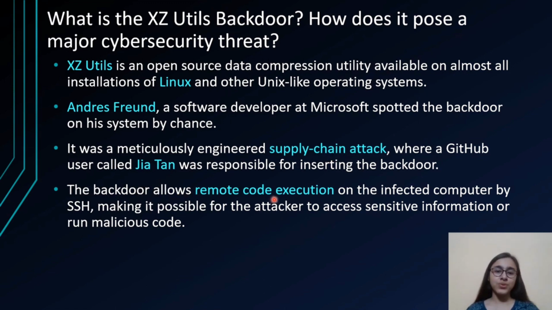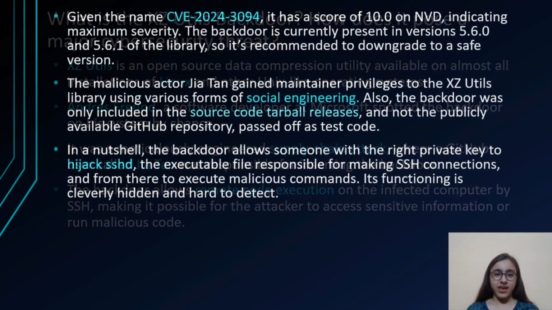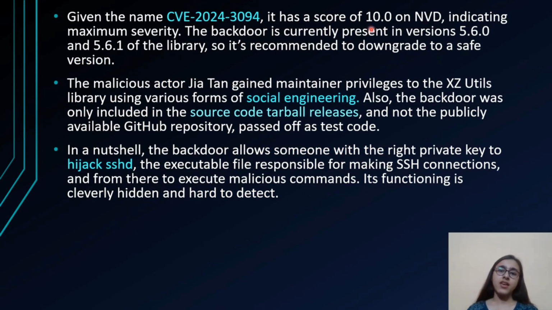Because it allows for remote code execution on the infected computer through SSH, and it makes it possible for the attacker to maybe access sensitive information or to run malicious code. So it's a very serious issue, and it's been given a score of 10 points on the National Vulnerability Database. So it's a very severe issue, and it's currently present in the versions of 5.6.0 and 5.6.1 of the Utils library, so it's recommended to downgrade to a safer version.